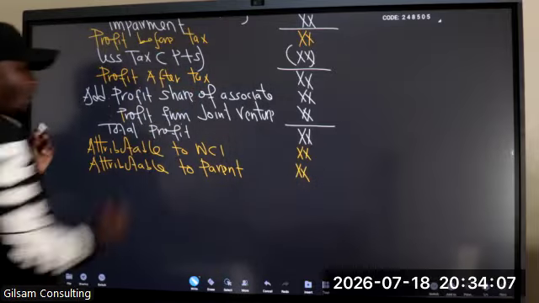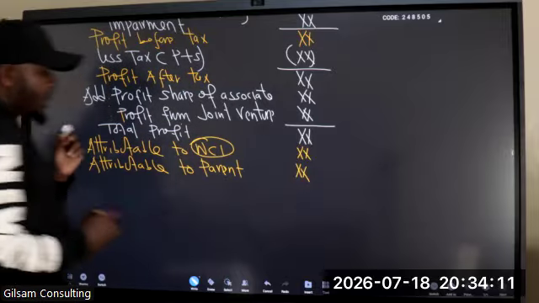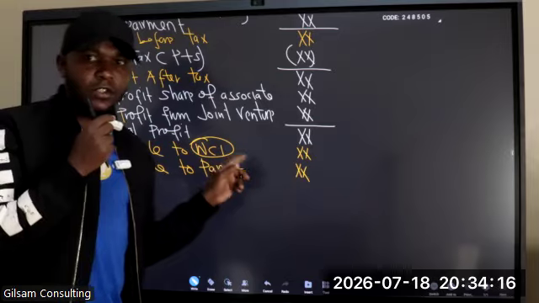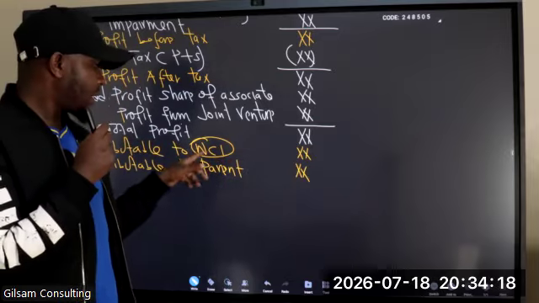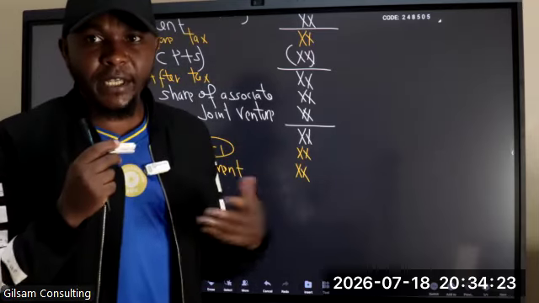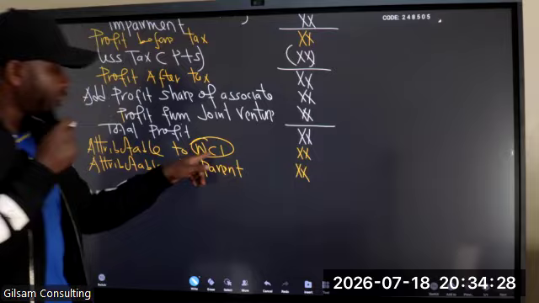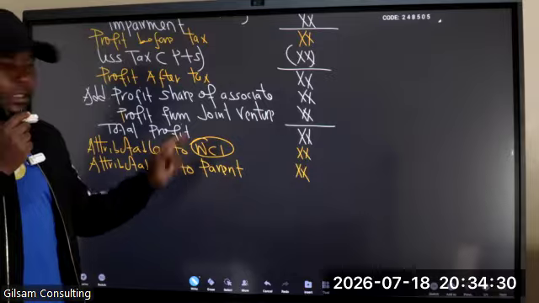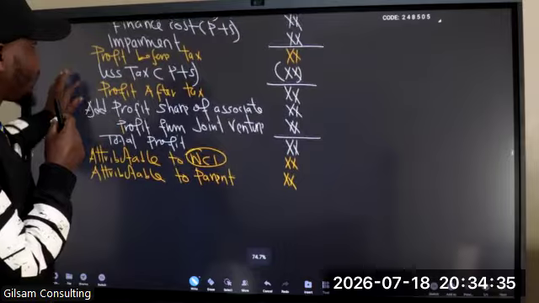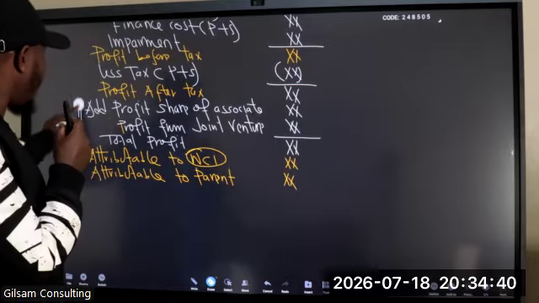When we talk of NCI, this is the share which the parent company is not controlling. If you acquire a company, you control 80%, the 20% is what we refer to as non-controlling interest. So this is the format which you need to have if you get a question of an income statement.